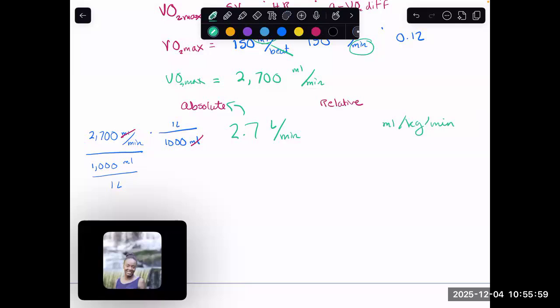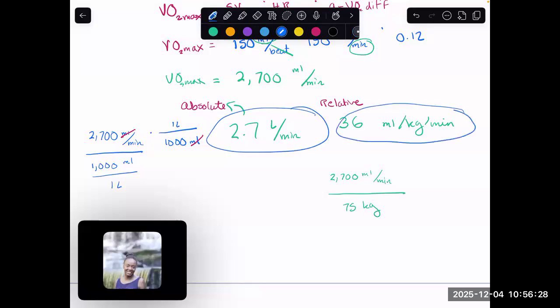You're going to go back to VO2 max in milliliters per minute, and you're going to divide 2,700 milliliters per minute by 75 kilograms. And your answer is going to be 36 milliliters of oxygen per kilogram of body weight per minute. And that is how you answer the Final Jeopardy question.